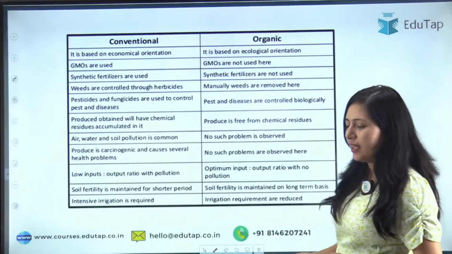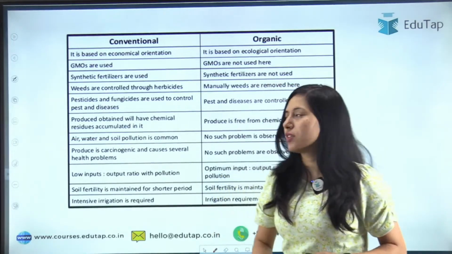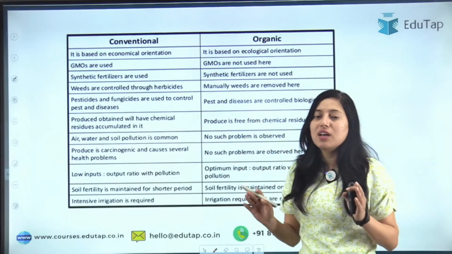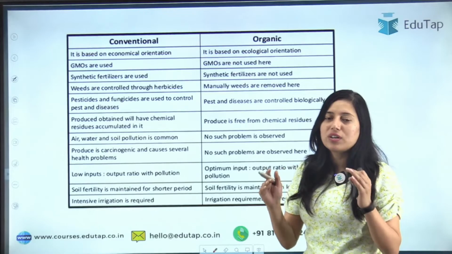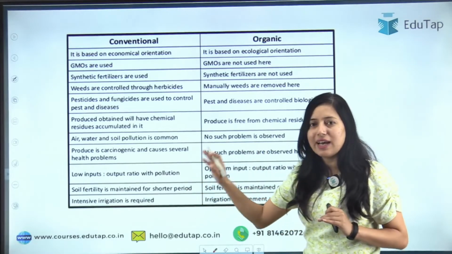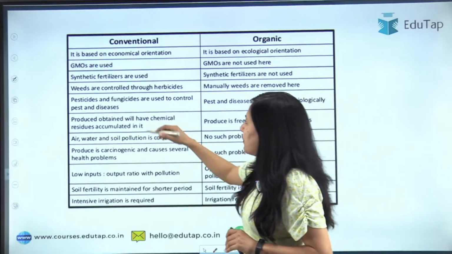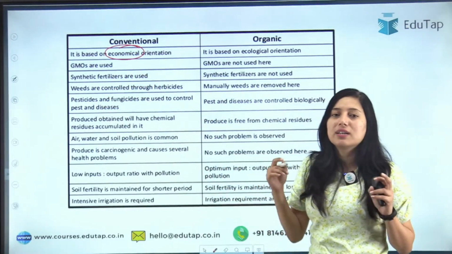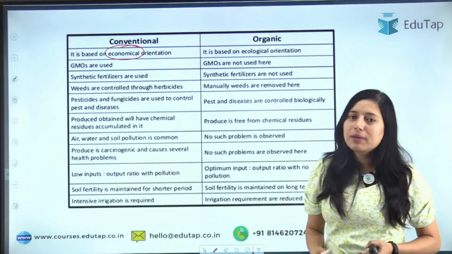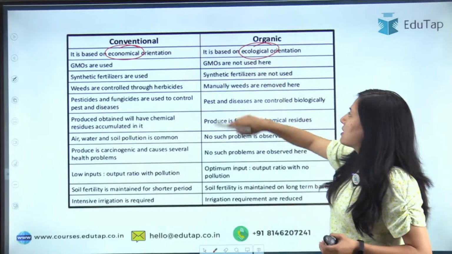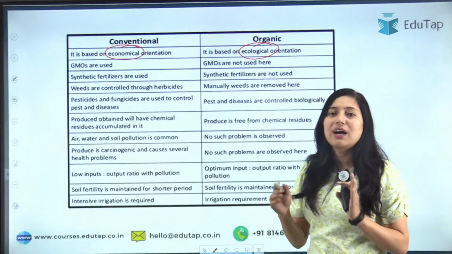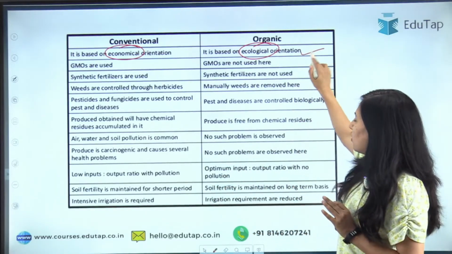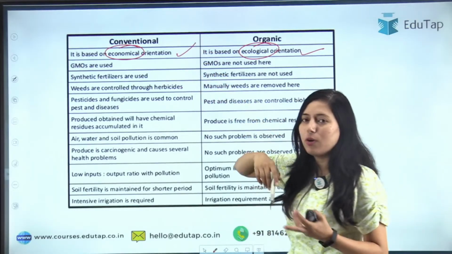Now let's move ahead, and the very last thing that I need to discuss with you is the difference between conventional and organic farming. You should have clear points in your mind about the differences between conventional agriculture and organic agriculture. Conventional is economically oriented, meaning money is important; the farmer is only thinking about the economic benefit. Organic is ecologically oriented, meaning we have to take care of ecology and the ecosystem.